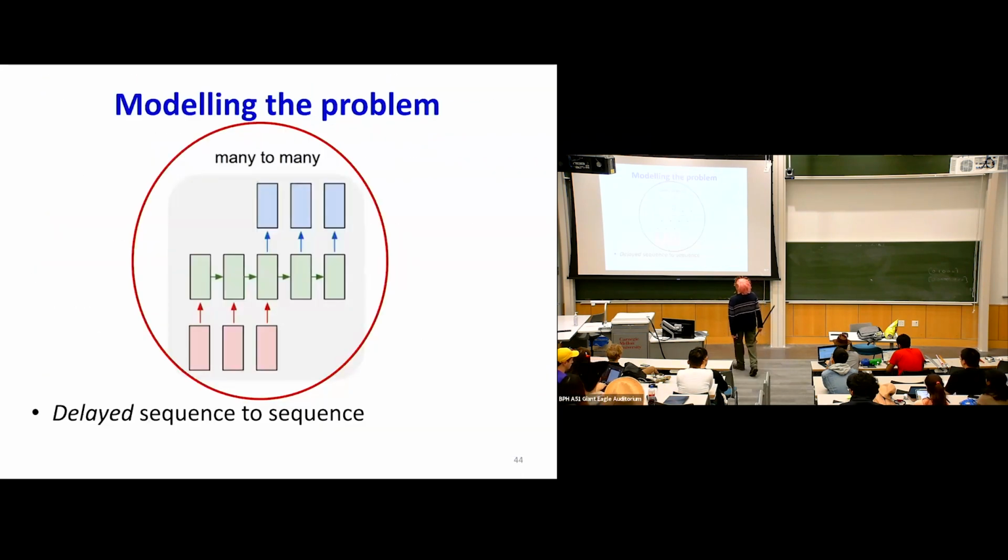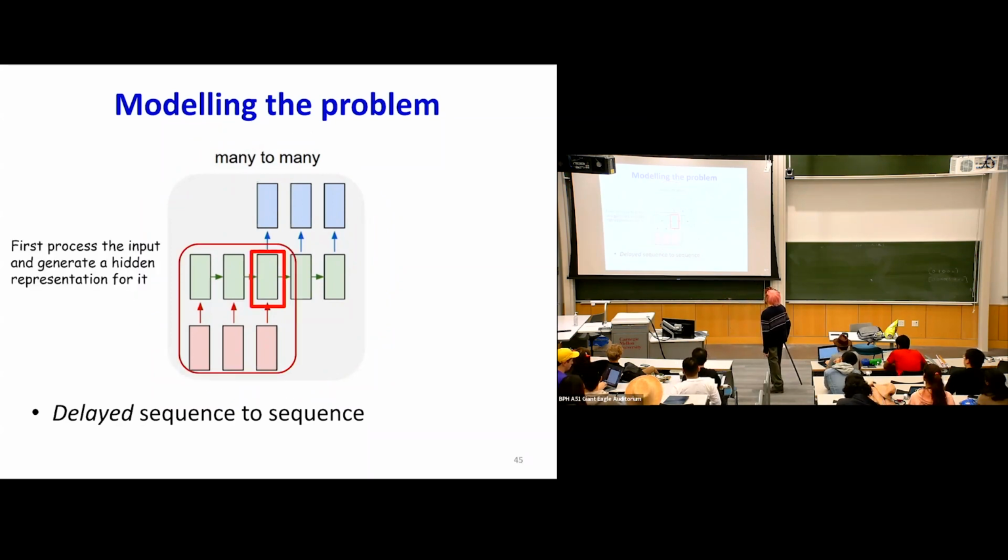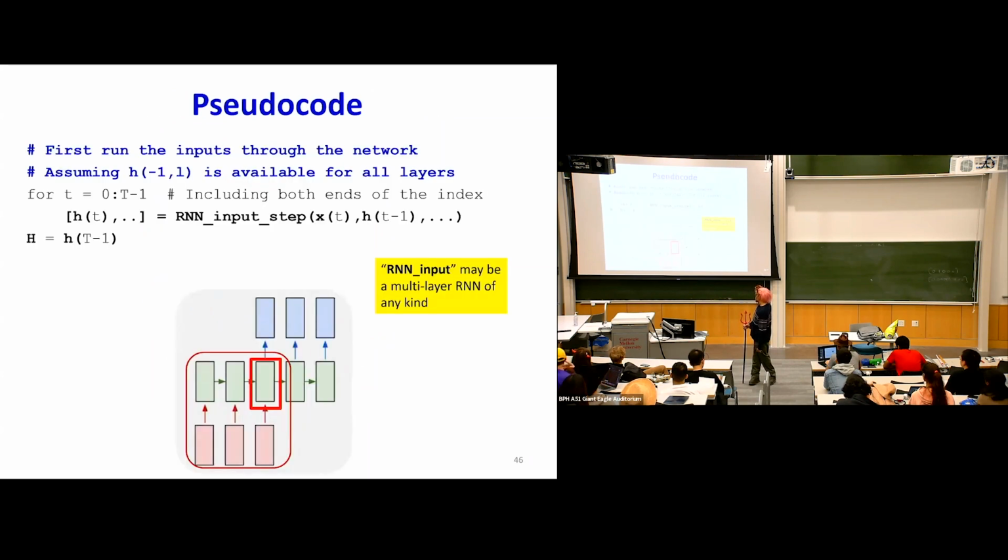We're going to use this network. This is what we'll call a delayed sequence to sequence. It sees the entire input, and then after having analyzed the entire input, it generates the entire output. So over here, here's what happens. You're going to analyze the entire input, and then out here, this hidden node captures all the information about the input. And this is what that process might look like.